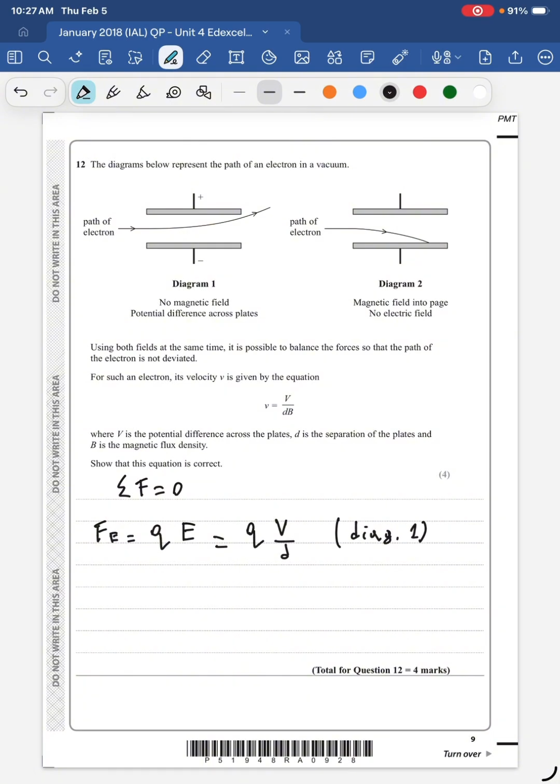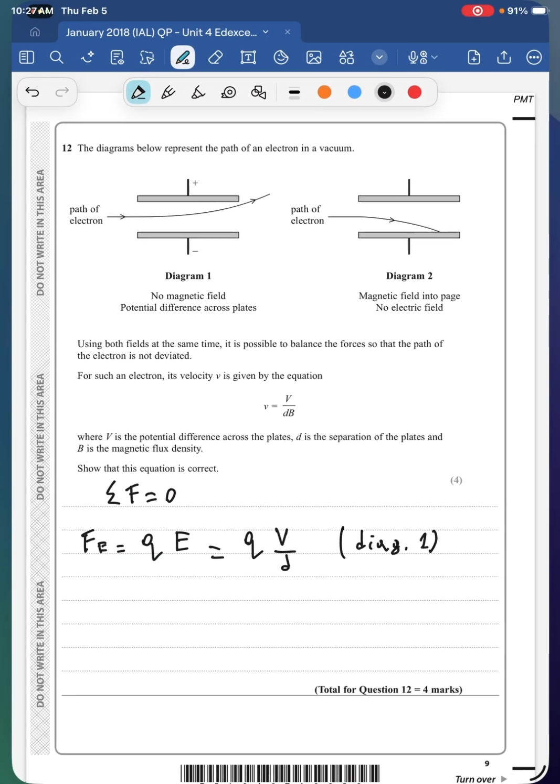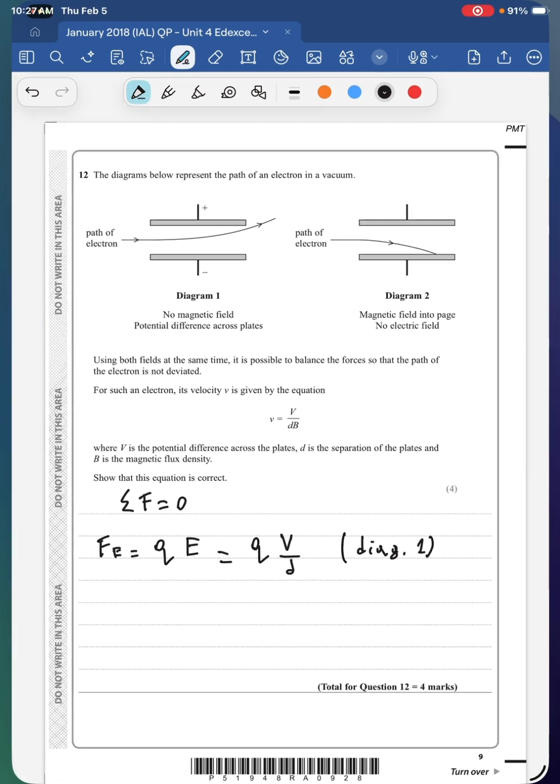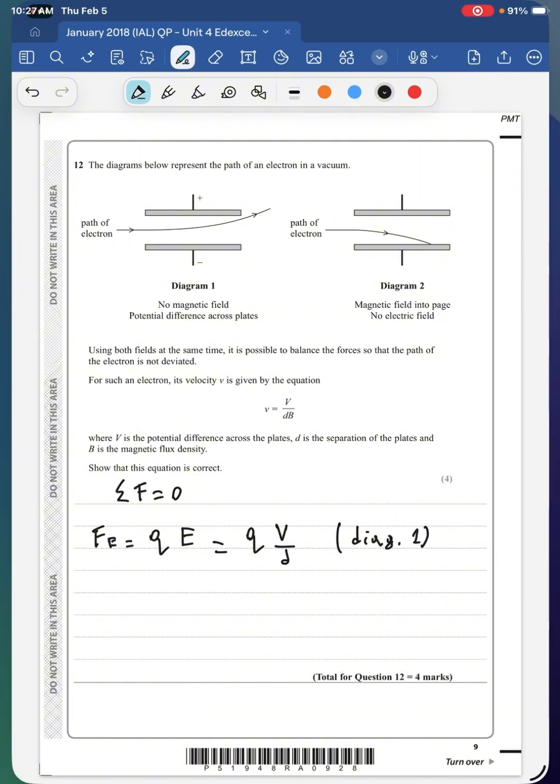Then for the second diagram, the force due to the magnetic field is Q times the velocity of the electron times the magnetic field. So that's diagram 2.